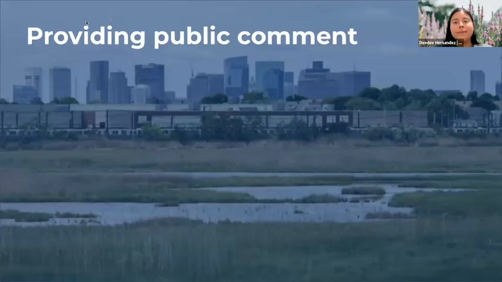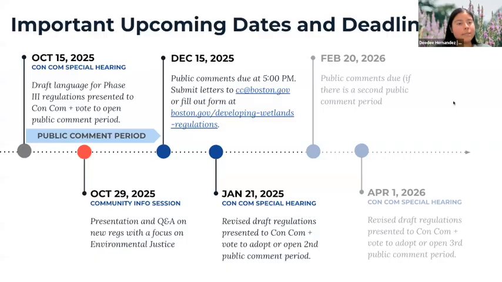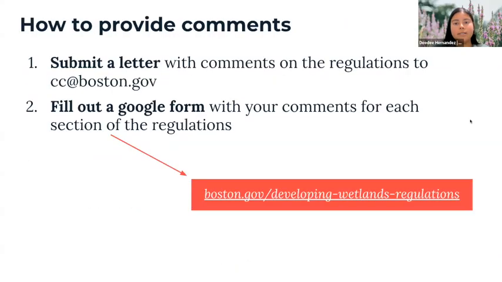Great, thank you. If you can move to the next slide, please. Great. So just a reminder on upcoming dates and deadlines. We're at the October 29th community info session, and the commission had voted to open a 60-day public comment period, which will be ending at 5 p.m. on December 15th. And there are 2 ways that we're accepting public comments at this time. And if Peyton can go to the next slide, please.